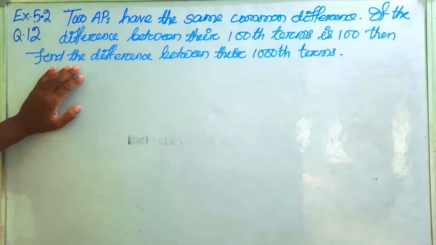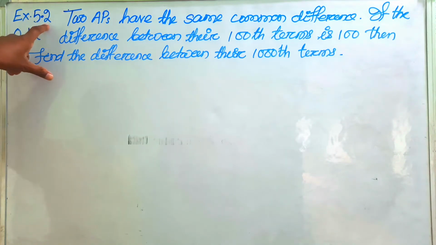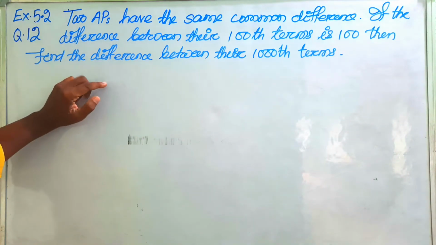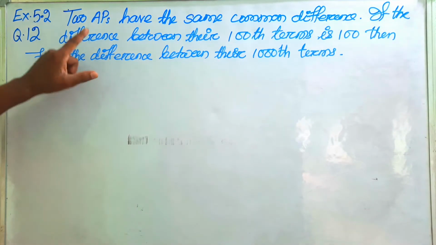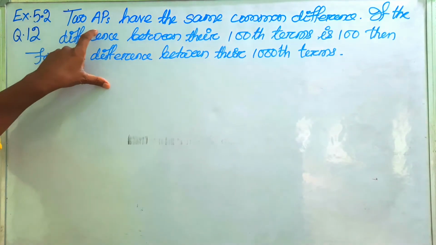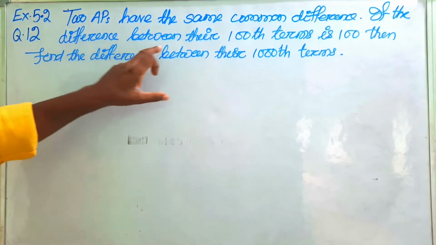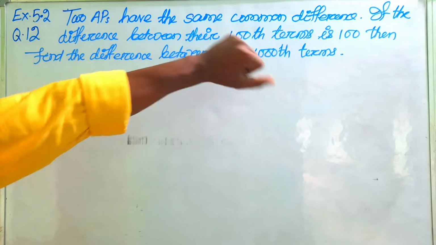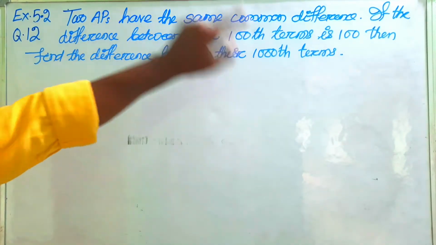Guys, today we will solve question number 12 of exercise 5.2 of chapter 5, CBSE class 10 math. Here the question is given: two APs have the same common difference. If the difference between their 100th terms is 100, then find the difference between their 1000th terms.